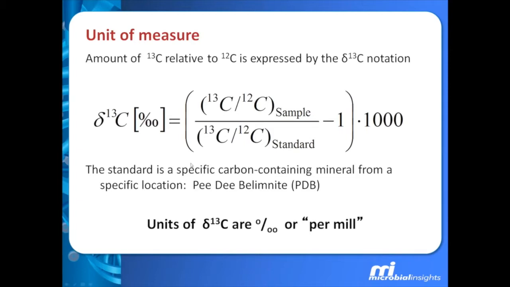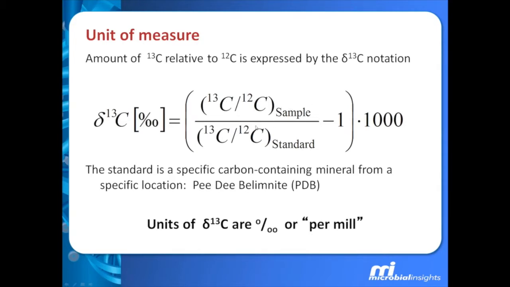You may be familiar with the unit of measure for C13 composition of an organic compound, but basically it's a del 13C notation that is computed by looking at the C13/C12 ratio of a sample. Compare that to a standard. The standard is PD belemnite. It's a mineral. And then we calculate the del 13C value from this equation.